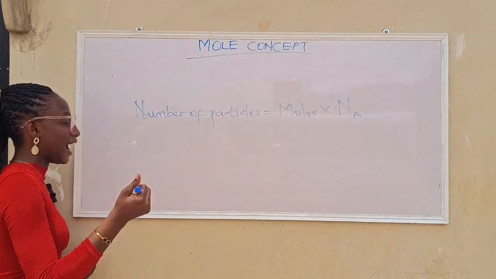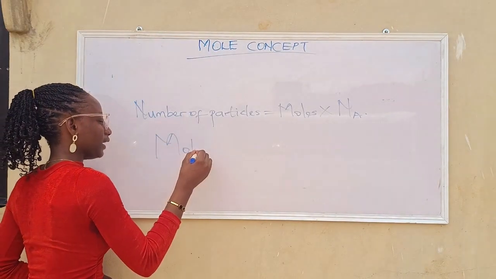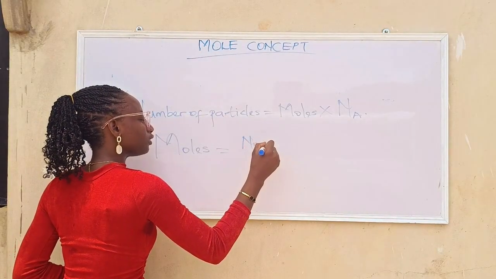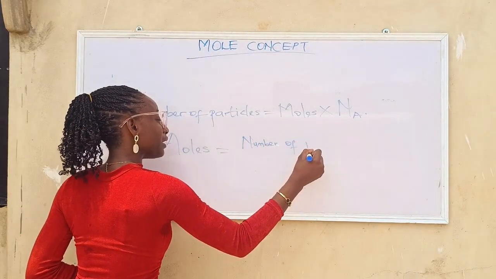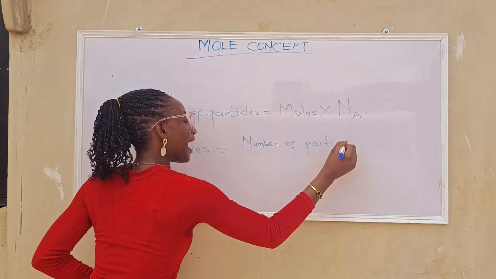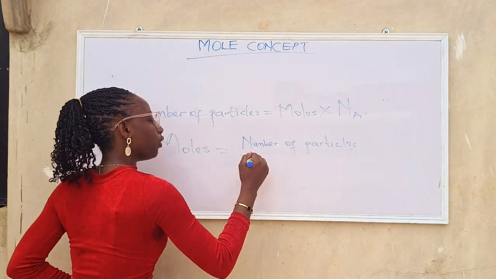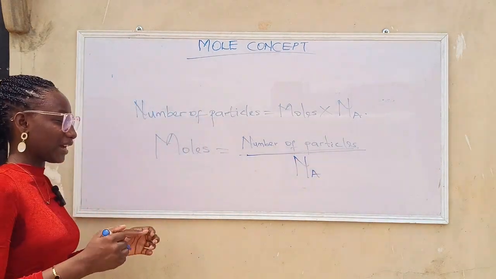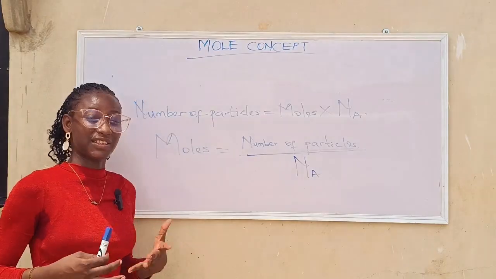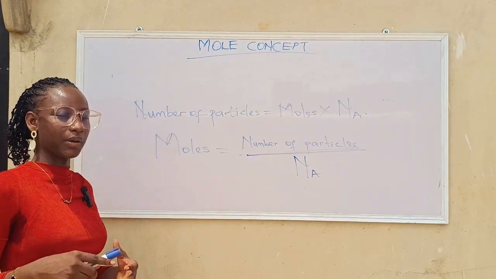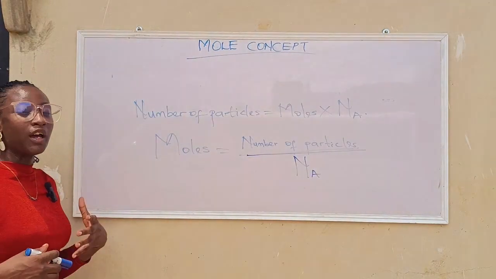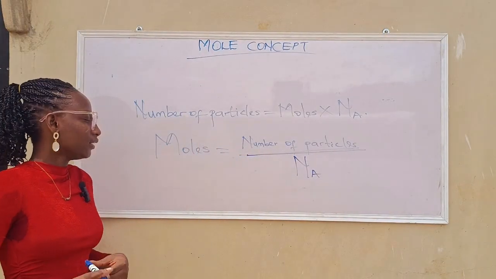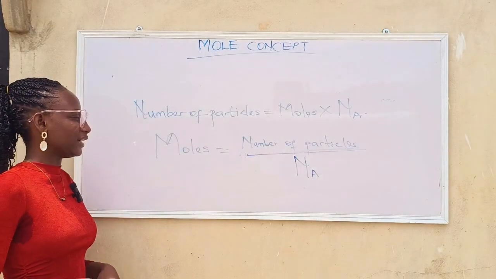Now, the same thing as making moles the subject of the formula becomes: moles equals the number of particles, and remember the particles are ions, atoms, or molecules, over Na, which is Avogadro's number, 6.022 times 10 raised to the power 23. So anytime you are given a number of particles and you know the Avogadro's number, you can always get your moles from it.